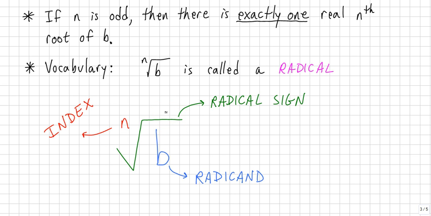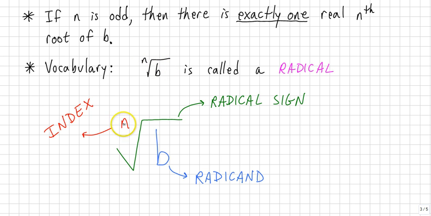Well, there's some vocab that goes with this. This notation, where we have this little n and this symbol that looks like a square root symbol but turns out it's not always a square root, and then the number under it, b. That whole thing is called a radical. So when we say the word radical in mathematics, we're talking about this, where you have this little number up here, this little symbol right here, and a number under it.